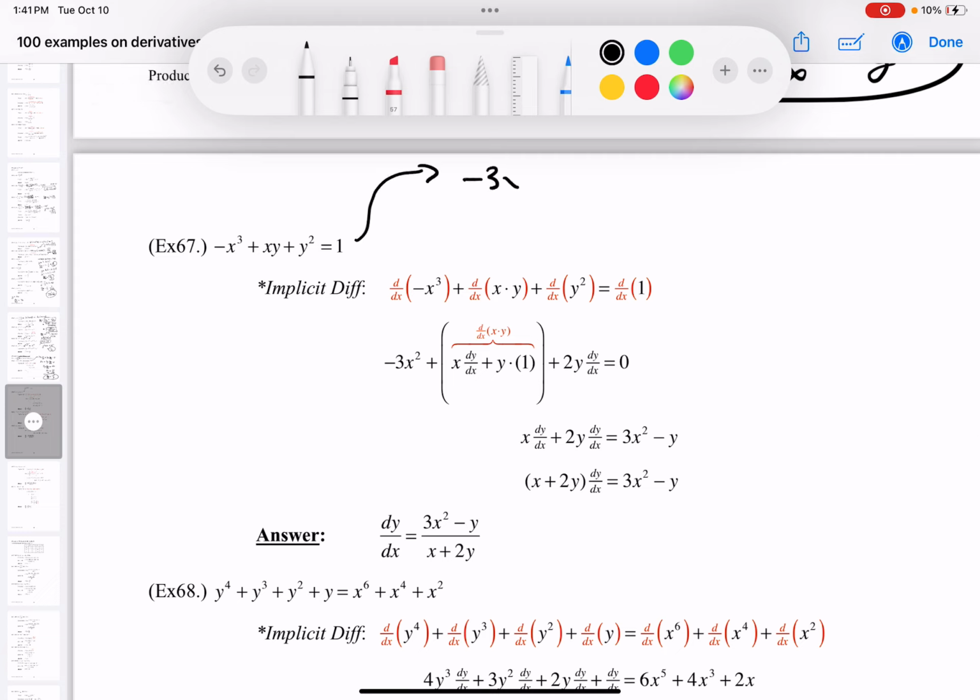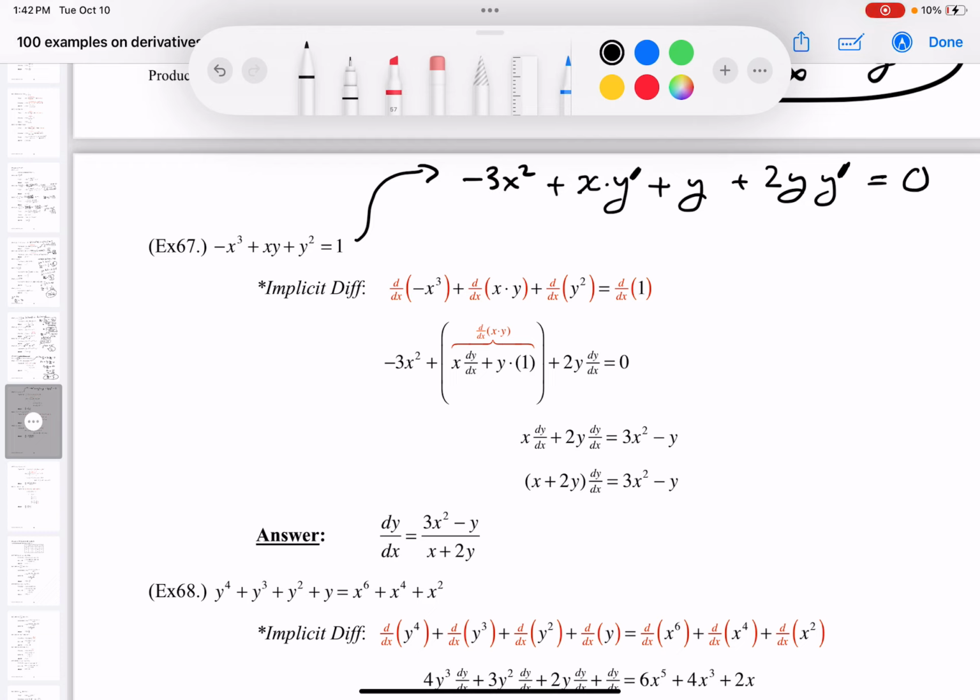That's going to be minus 3x squared dx/dx plus, this is the product rule, all right? So I'm going to say x times the derivative of y, which is 1, dy/dx. I'm going to put y prime down for that. Plus the derivative of x, which is 1, times y, dx/dx, plus 2y, the derivative of y with respect to x, equal, derivative of 1 is 0.